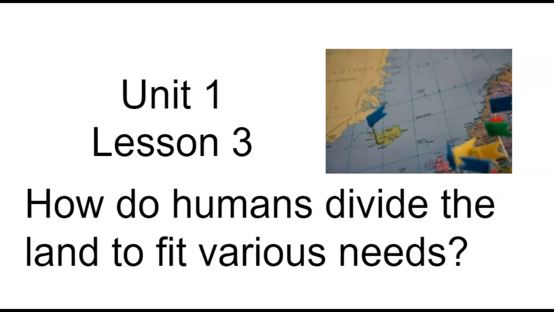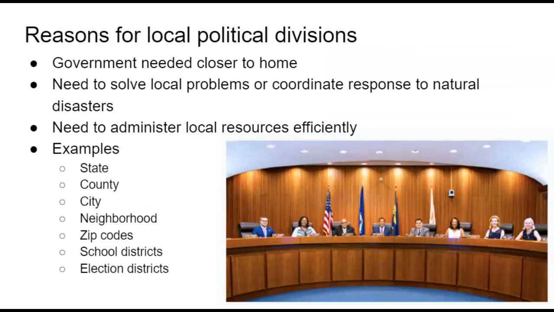Lesson 3 of Unit 1 is going to help us understand how humans divide the land on Earth to fit their various needs. And we call these divisions political divisions. We're going to talk first about local political divisions. And people make local political divisions because they need a government that is closer to home.